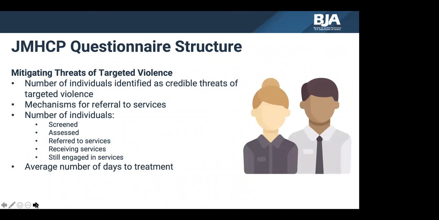The next section asks if your program is using funds to support law enforcement and prosecutors to respond to and mitigate credible threats of targeted violence, or if program funds are being used to seek assistance from mental health professionals and threat assessment experts to identify and intervene with individuals with mental illness who are mobilizing towards violence. Additionally, the section includes questions on how referrals to services are made, as well as the number of individuals who were screened, assessed, referred to, began receiving, and are engaged in services during the reporting period.